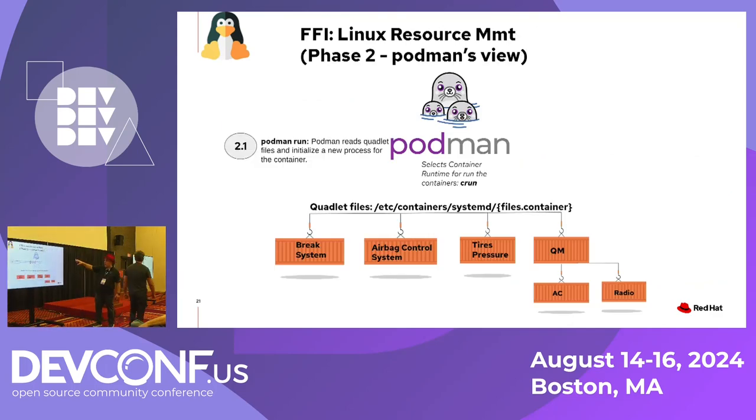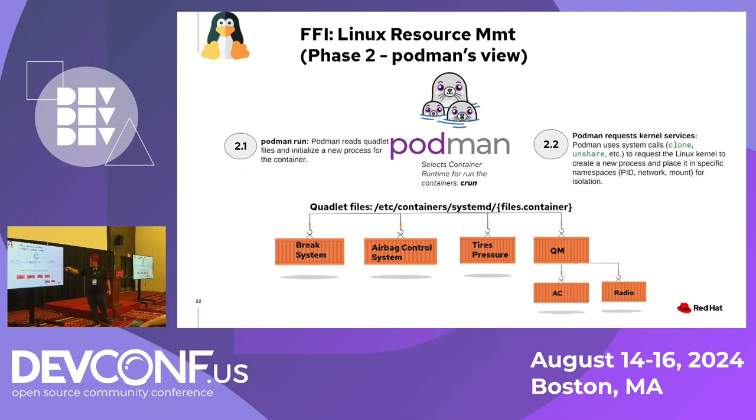Then here we have podman. We created this slide showing the background of podman, step by step. Podman reads the quadlet files from this path, then starts the containers. We even showed QM here, and below it the nested containers starting. The next step, podman starts making system calls like clone and unshare to tell the Linux kernel about the namespaces for the containers. And if I'm wrong, the Jedi master is here to tell me that I'm wrong.